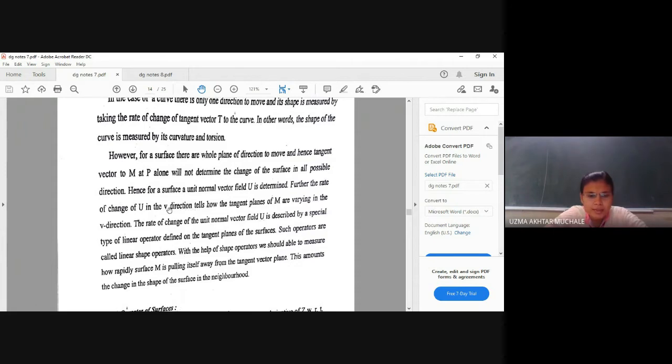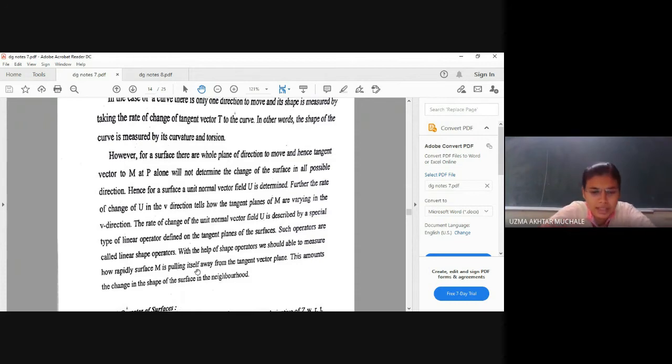Okay. At every point we get one curve, and hence we can get a tangent vector v. So we are going to find the rate of change of u in the direction of v, which will give you how the tangent planes change in this direction. The rate of change of a unit normal vector field u is described by a special type of linear operator defined on the tangent planes of the surface. Such operators are called linear shape operators. With the help of the shape operator, we should be able to measure how rapidly the surface M is pulling itself away from the tangent vector. This measures the change in the shape of the surface in the neighborhood. Okay, how are you going to get this?